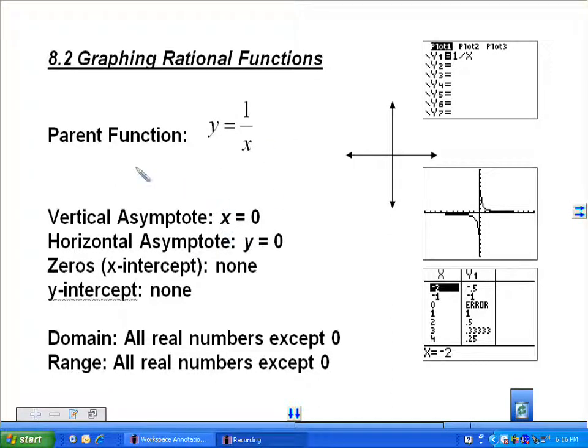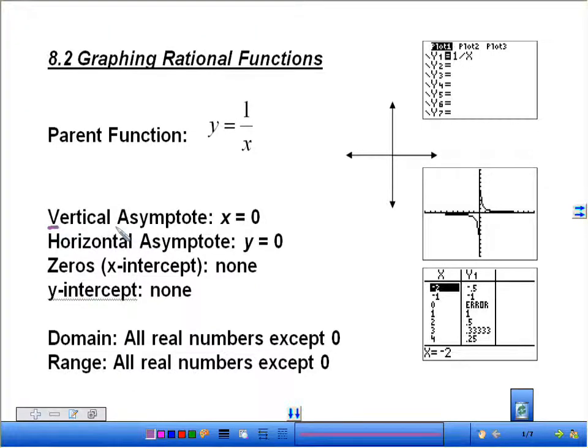We're graphing rational functions, and we're going to start with the parent function, y equals 1 over x. I've put it in the calculator so you can see what we're headed for. When we're graphing rational functions, we look for 4 attributes. So let's start with the vertical asymptote.